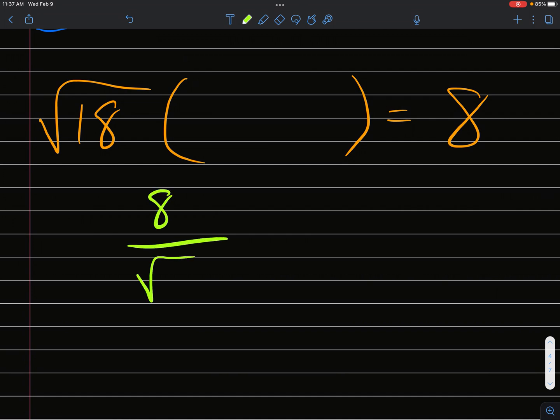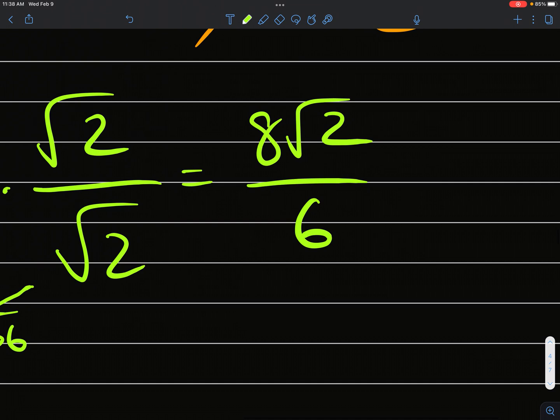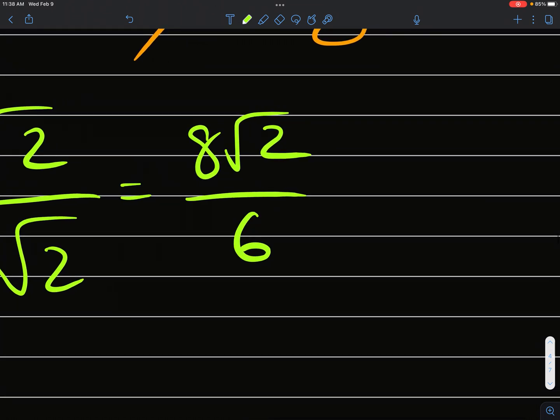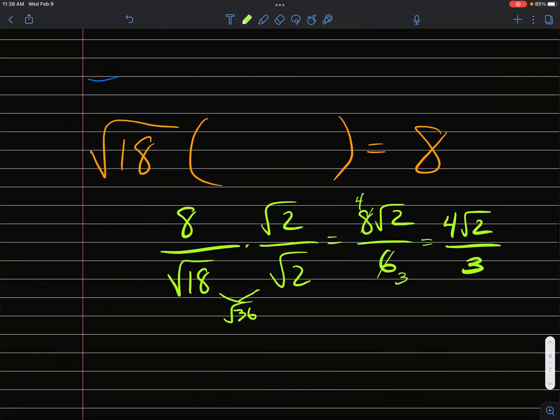Let's do another one. 8 over radical 18. Oh, I was supposed to pause that. Oops. You can pause it if you try it. I'm going to multiply top and bottom by radical 2. 8 radical 2 over... this is 36, a.k.a. 6. 8 and 6 have a 2 in common. So this becomes 4. This becomes 3. My end result, 4 radical 2 over 3. That's fun.